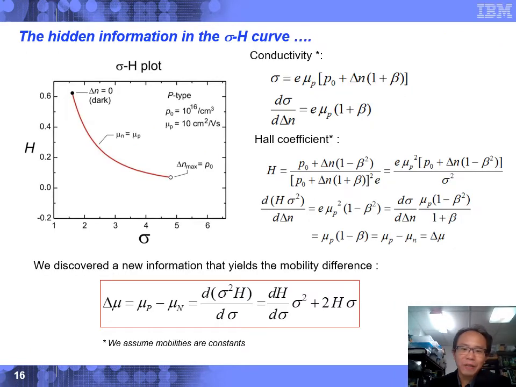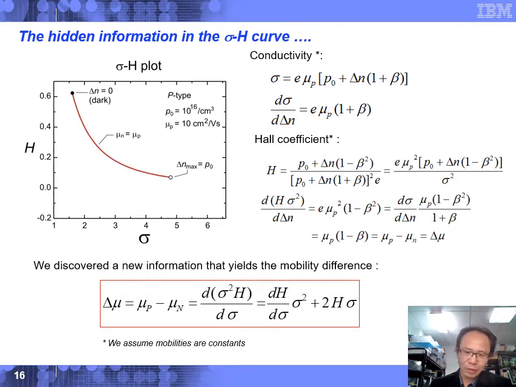And therefore, when you do the math, I encourage you to derive this by yourself, and I can assure you that you can do this in 50 minutes. You start with the two carrier transport equation for both conductivity and Hall coefficient, and try to look for the slope H over sigma and see what this gives you.